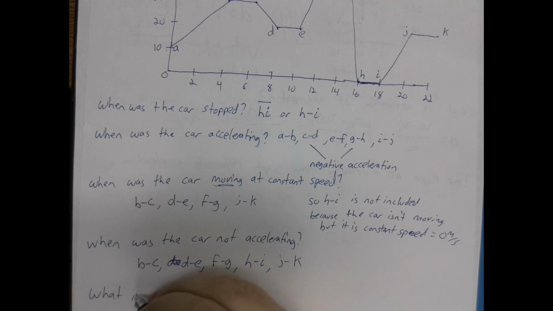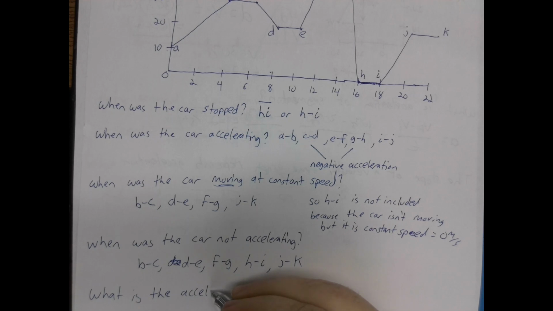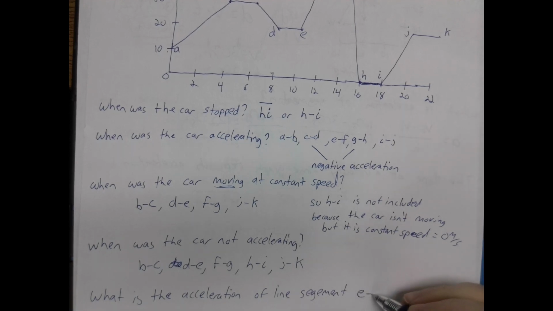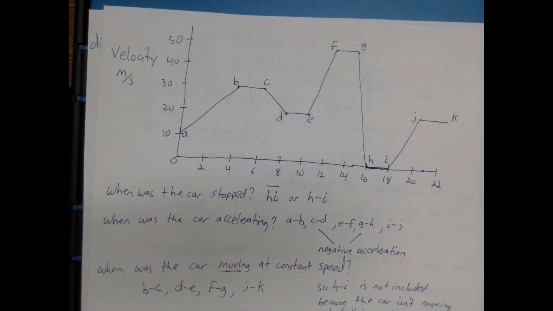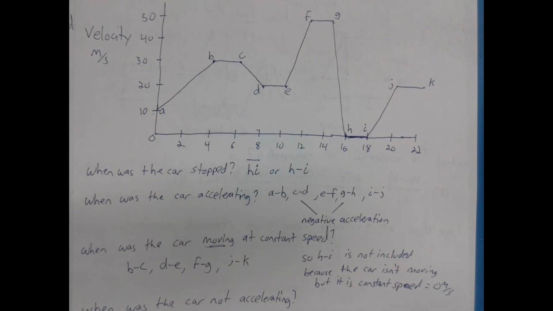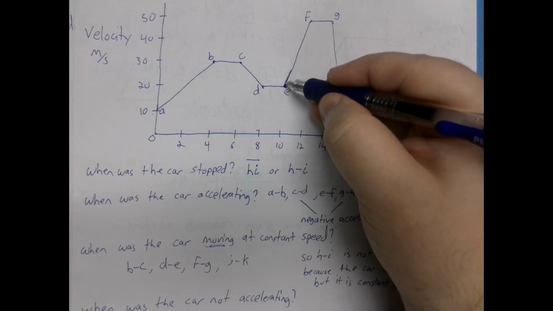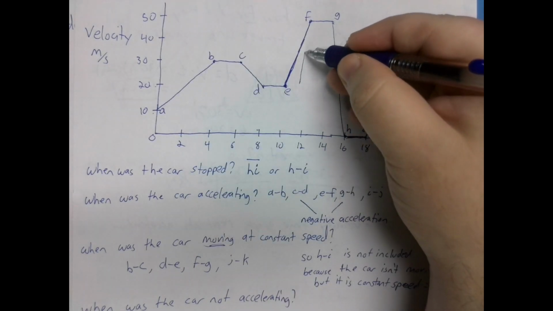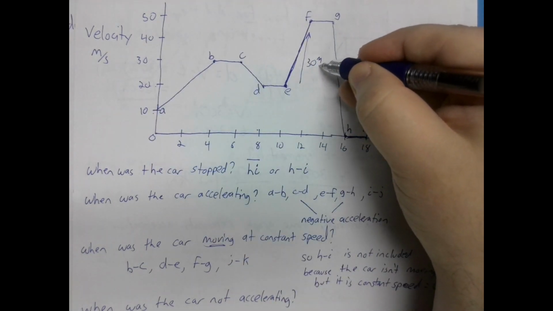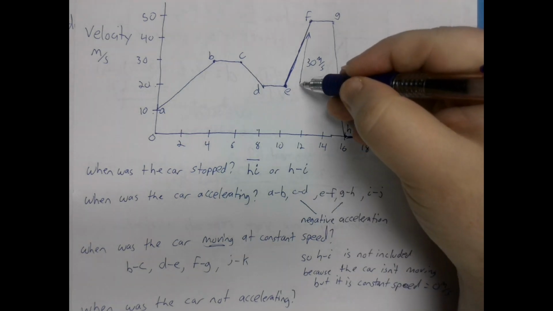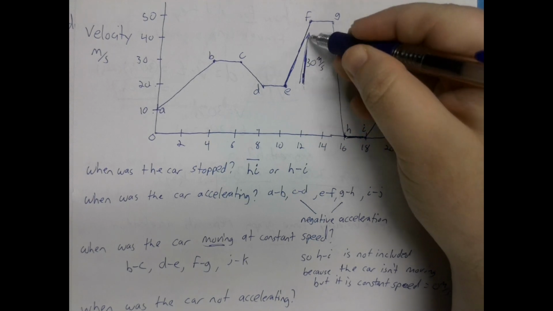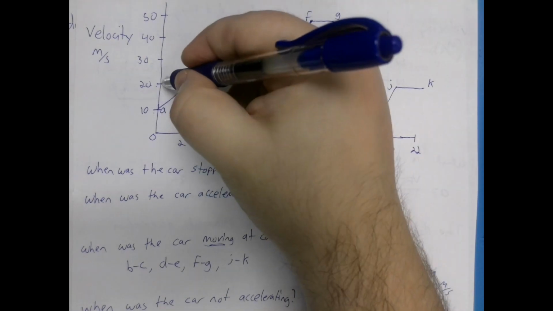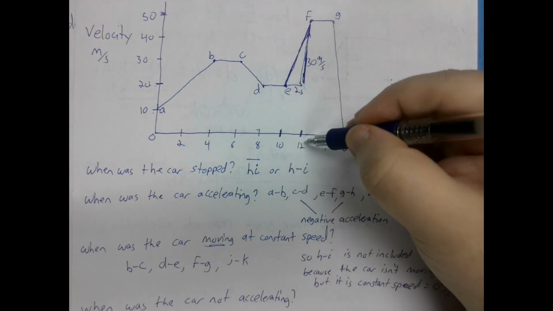What is the acceleration of line segment EF? So looking at here, we're looking at this line segment. It goes from 20 to 50. So it had an increase of 30 meters per second. Let me drop more light on this. So increase right here. And then it went over by 2. Supposed to be from 10 to 12. So from 20 to 50 meters per second, and from 10 seconds to 12 seconds.